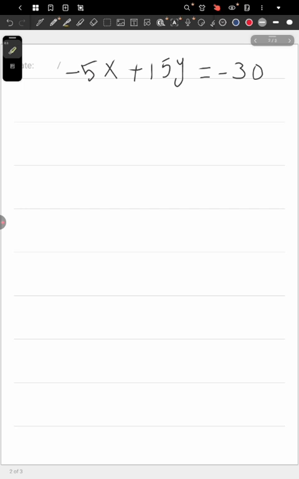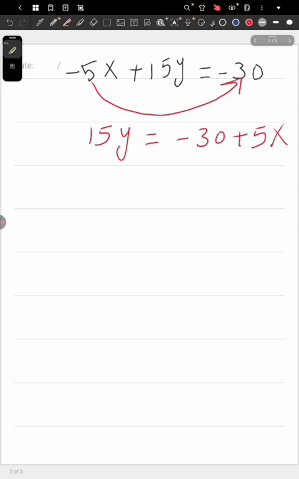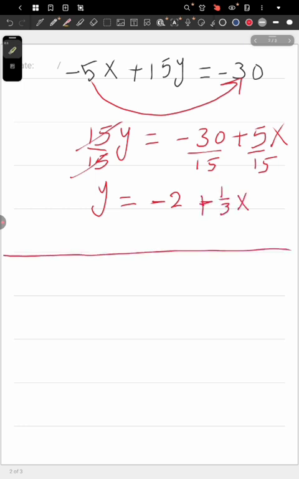That means you must leave it alone. Okay, then what do we do? Move negative 5x to the other side: 15y equals negative 30 plus 5x. Negative 5x on the other side becomes 5x positive. Okay, divide by 15 on all sides, 15 and 15 cancel, y equals negative 2 plus 1 over 3x. This is the general form of slope and intercept of the y-axis.